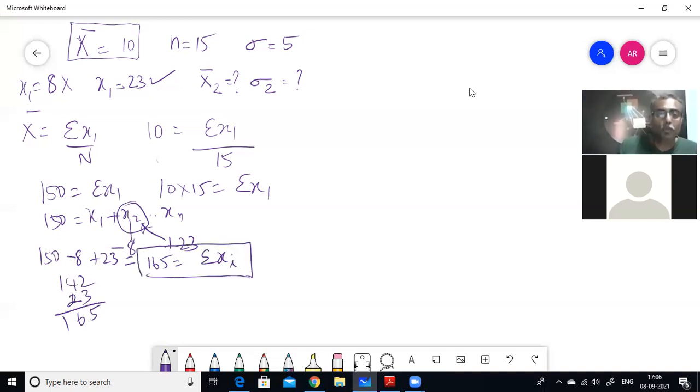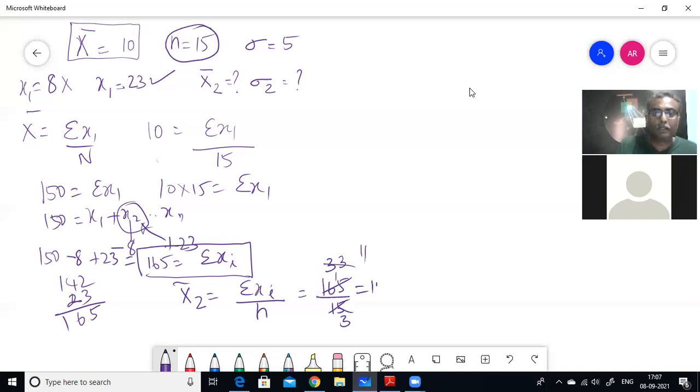New mean therefore is x bar 2 is equal to new sigma x of i by n. n remains the same, the number of items remain the same. Only thing is x of i is now found to be 165. Divided by 15, 5 goes 3 times, and then 11 times. So the new mean is 11. The corrected mean is 11. Previous mean was 10. This is one part.